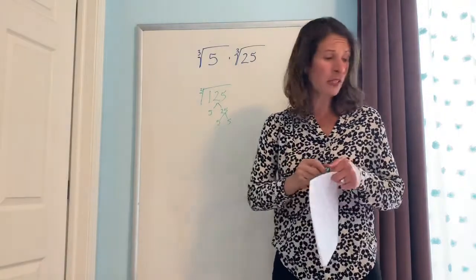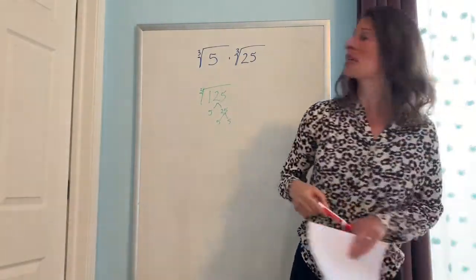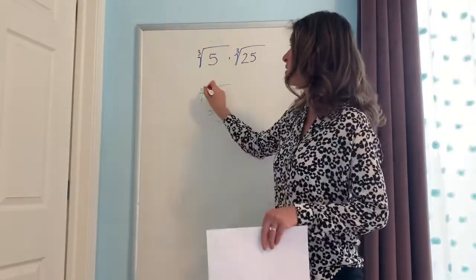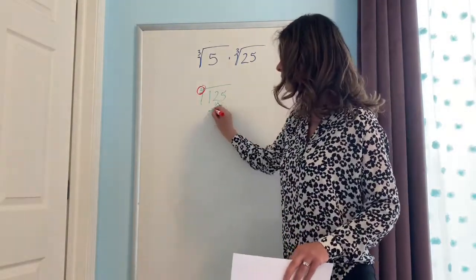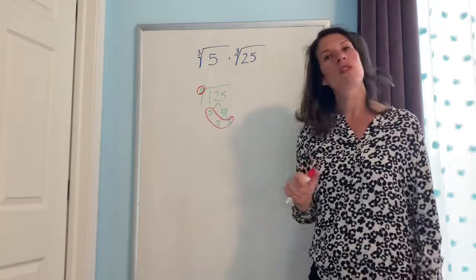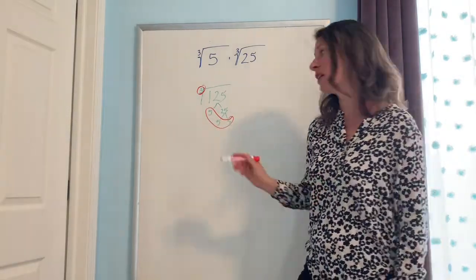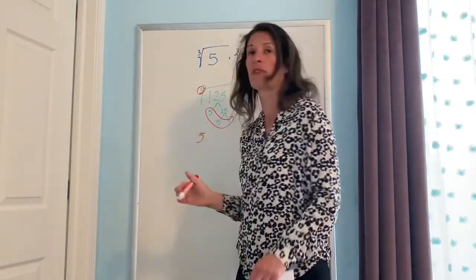The last thing that we do is we look at our index. Our index is a 3. That means I have to circle groups of 3. So that means that our answer is just 5.